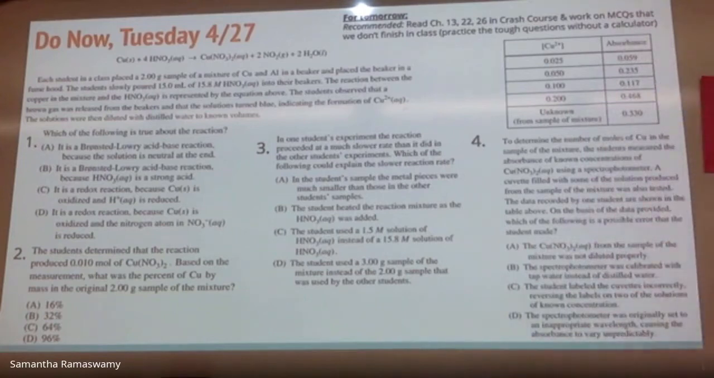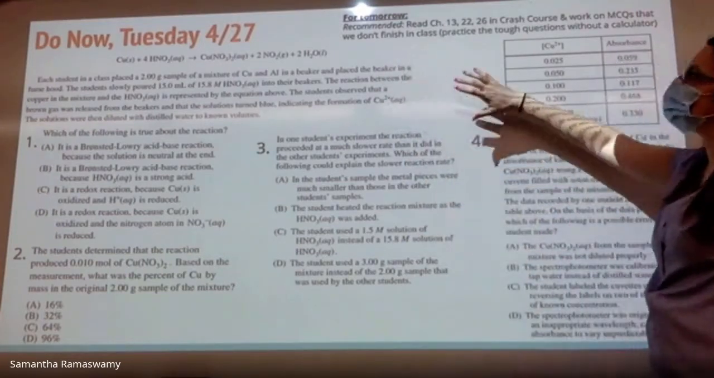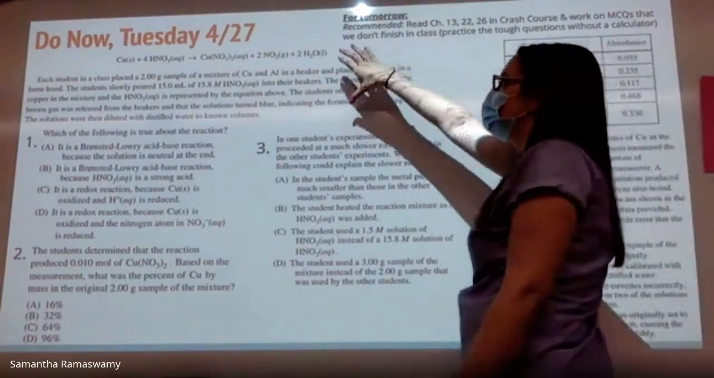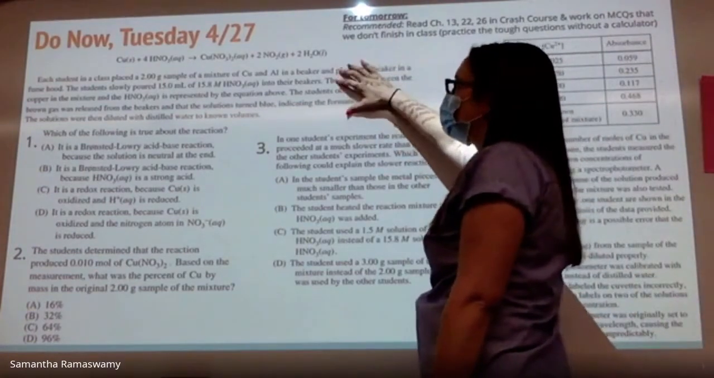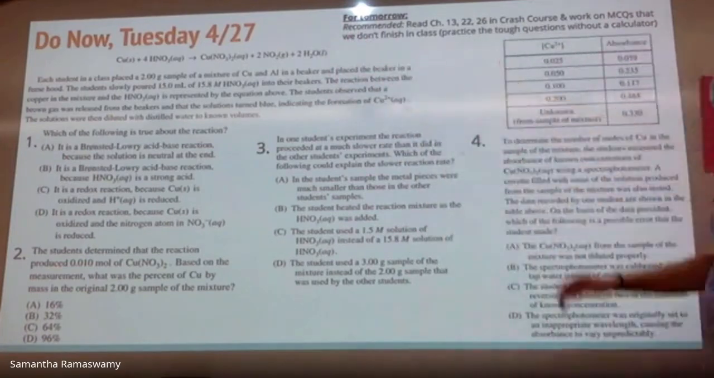This is another one of those question sets. So I'm trying to put these question sets in as the "do now" so that you get used to answering multiple questions based on a given set of information. So for these 4 questions, it's based on this scenario at the top.